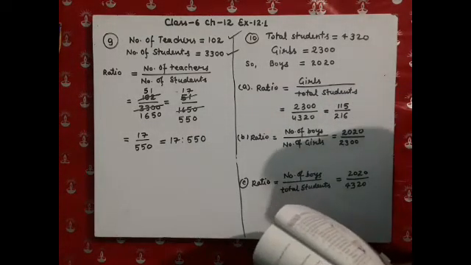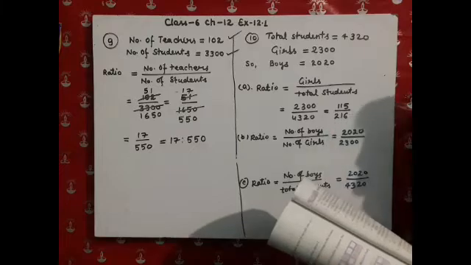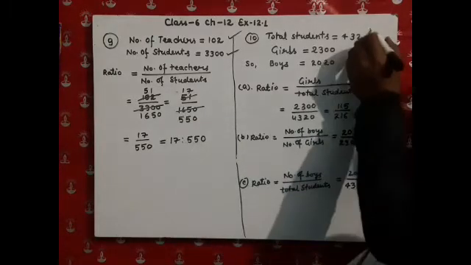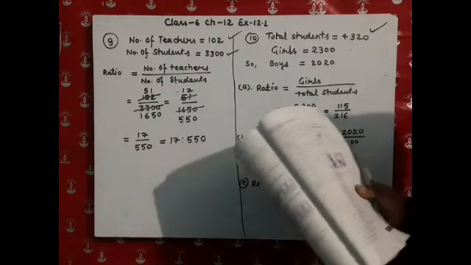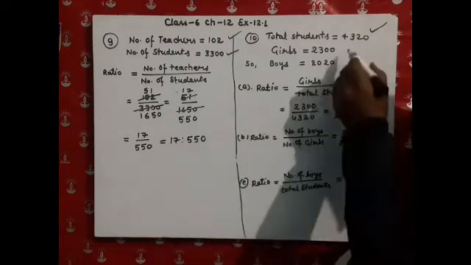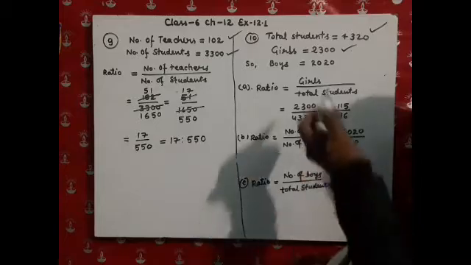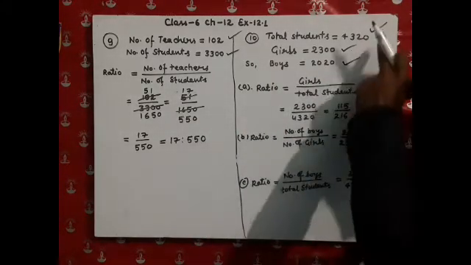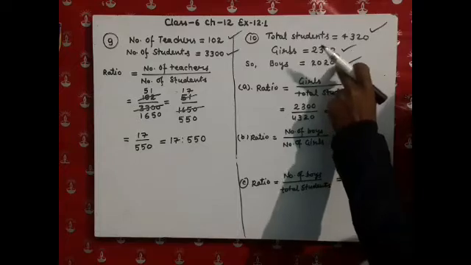Now going to question number 10. Here in question number 10, the question says that in a college, out of 4,320 students, total students are given as 4,320, and here the girls are given as 2,300 and the remaining are boys. So boys are 2,020. After subtraction we can find it.